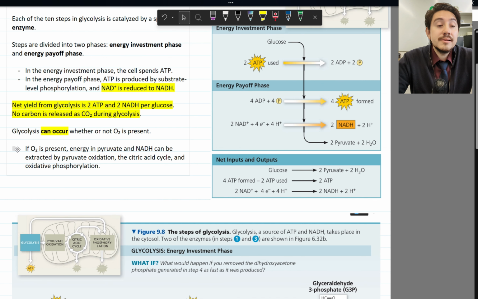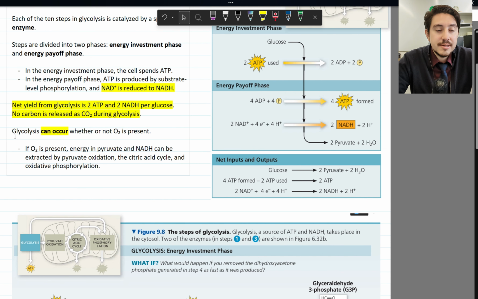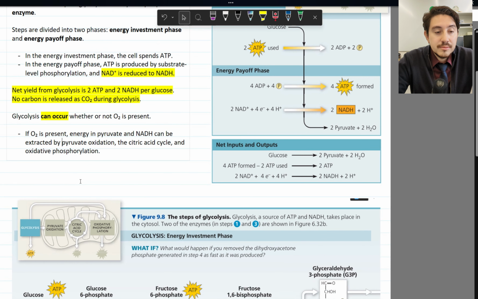So something important to note, glycolysis can occur whether or not oxygen is present. It's independent of oxygen. And we're going to see that more with fermentation. So keep that in mind. Tests might ask you which reactions or processes occur with or without the presence of oxygen. So keep that in mind. Glycolysis can occur with or without oxygen.